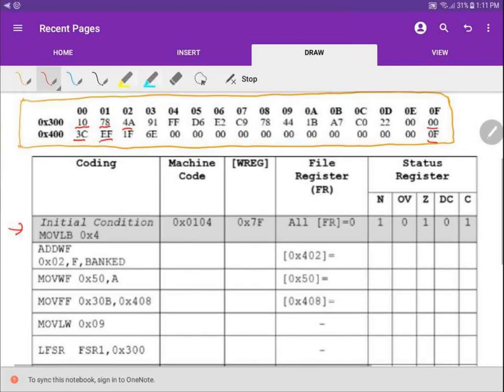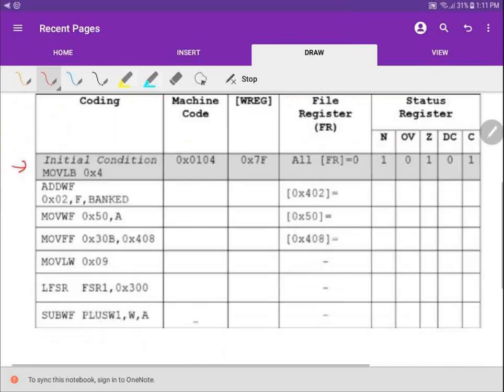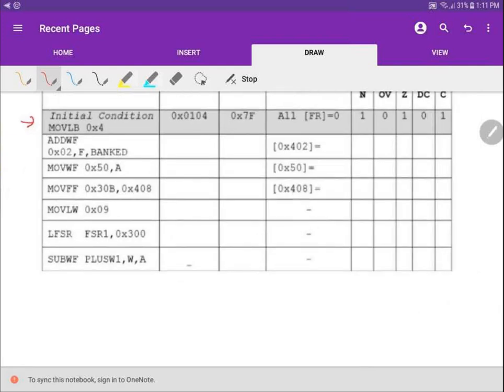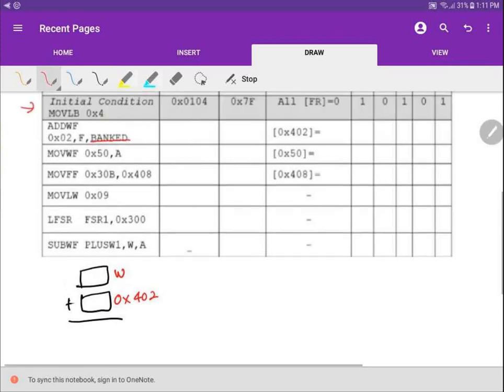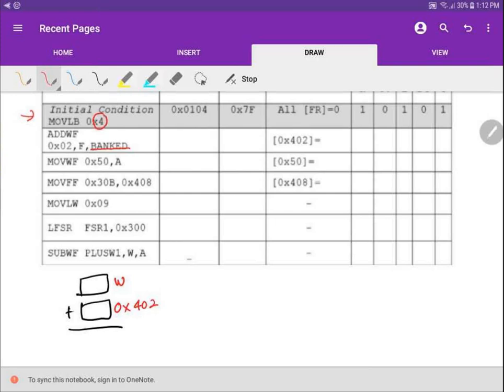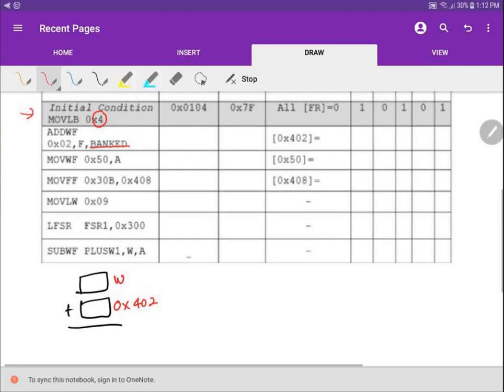So let us try to do one by one. So the first task is you're given the code, add the content of working register to file register. And the file register address is hex 02. And this is banked. So what is the actual address for this? As usual, we'll try to draw. So for the first one, we want to perform addition, right? So we are going to add the content of working register with the content of what is the actual address? What is the address? 402. How do you know? Because you saw this bank, right? And how do you know which bank is active? Here, the initial condition. Bank 4 has already been active. So now you need to perform.